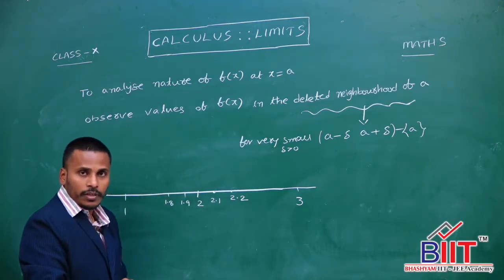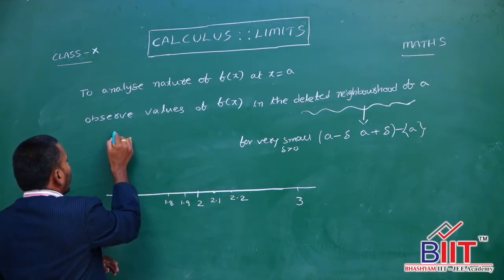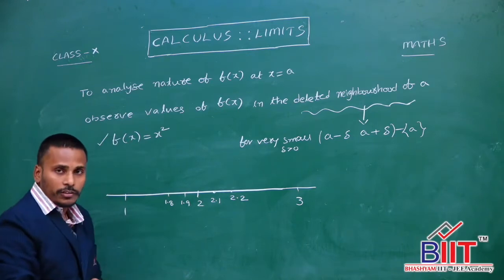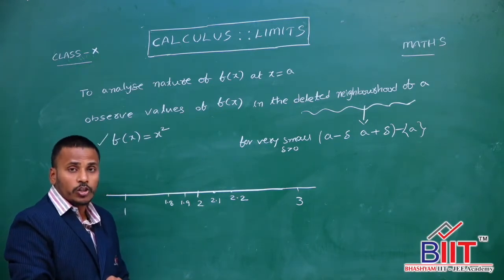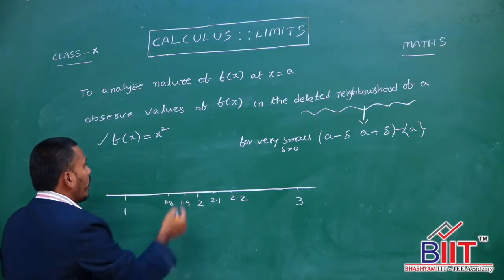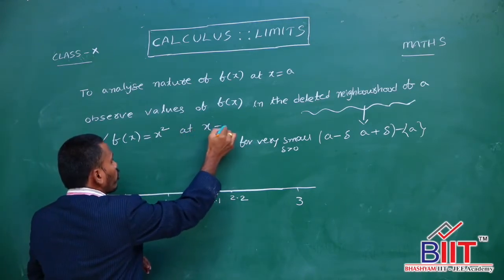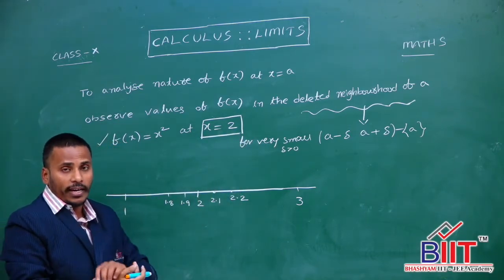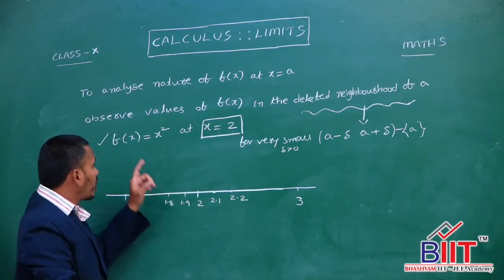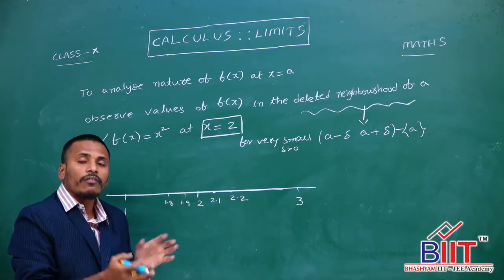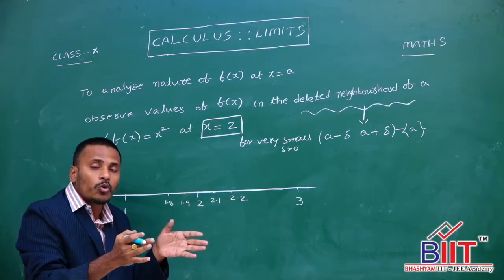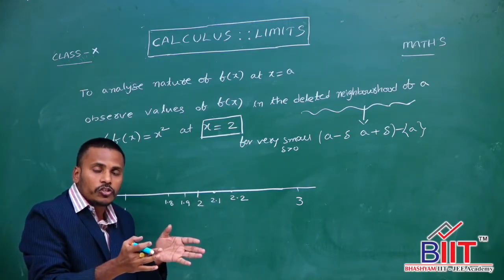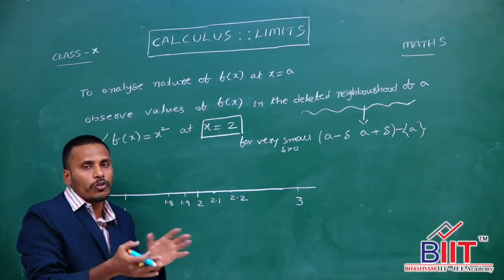For example, I am taking f of x is equal to x square as my function, and I wish to analyze the nature of this function at the point x is equal to 2. To analyze the nature of f of x at x is equal to 2, we need to concentrate on the neighborhood of 2. The neighborhood of 2 is simply an interval which is as small as you imagine.